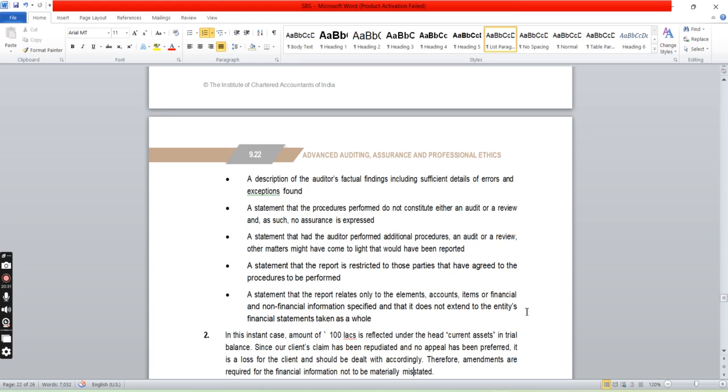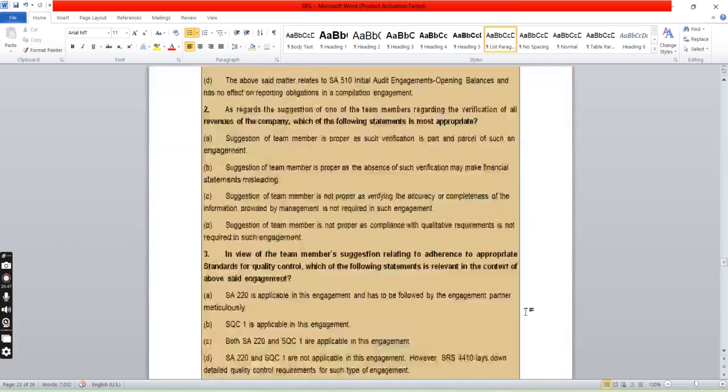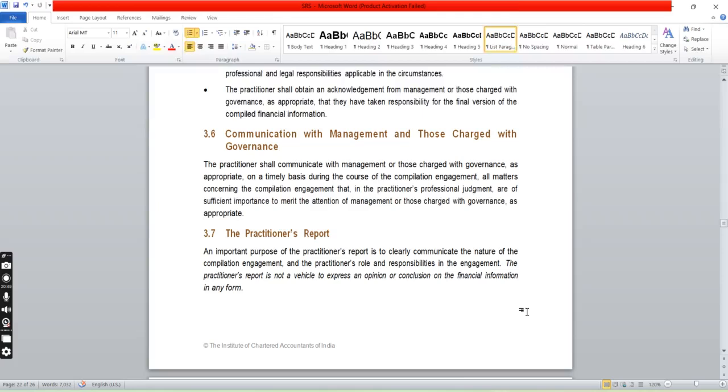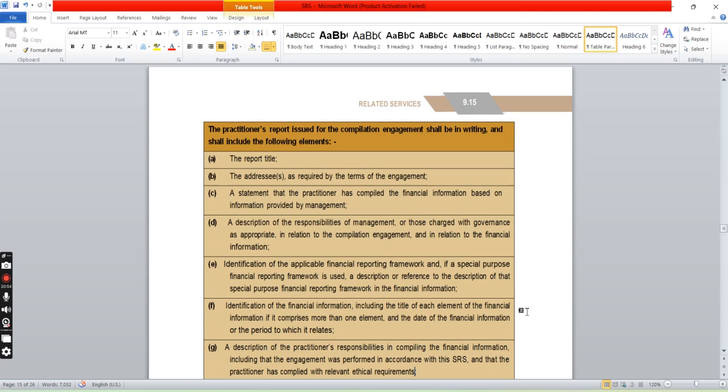a statement that the report is restricted to those parties that have agreed to the procedures to be performed, a statement that the report relates only to the elements, that is account items or financial and non-financial information, which are specified, and that it does not extend to the entity's financial statements taken as a whole. So with this we have covered SRS 4400.